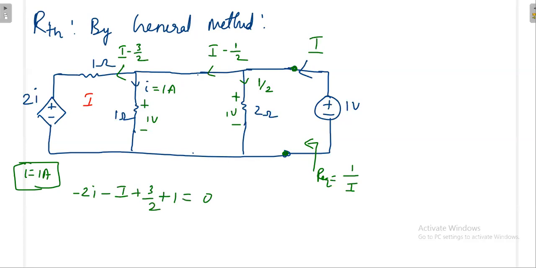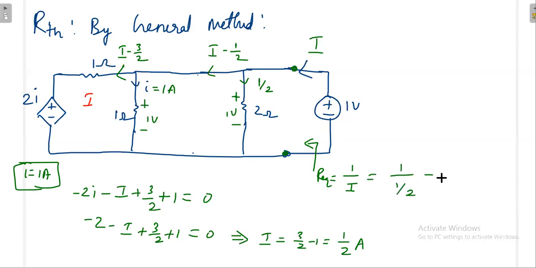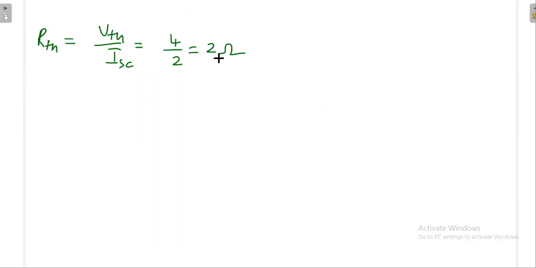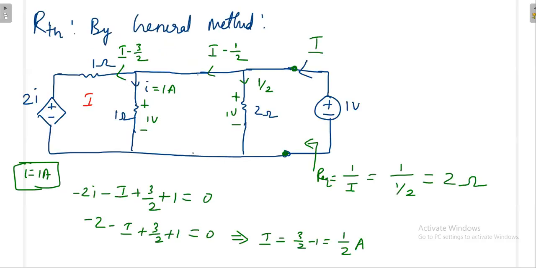I know this I is equal to 1. So minus 2 minus I plus 3 by 2 plus 1 is equal to 0. Once you solve this, I is equal to minus 2 minus 1 plus 3 by 2, so finally that is 1 by 2 ampere. Then if it is 1 by 2, this is 2 ohm. Is it correct or not? See, it is correct. Here also R Thevenin I am getting 2 ohm. R Thevenin means in this case that is R equivalent. I am getting the same answer.